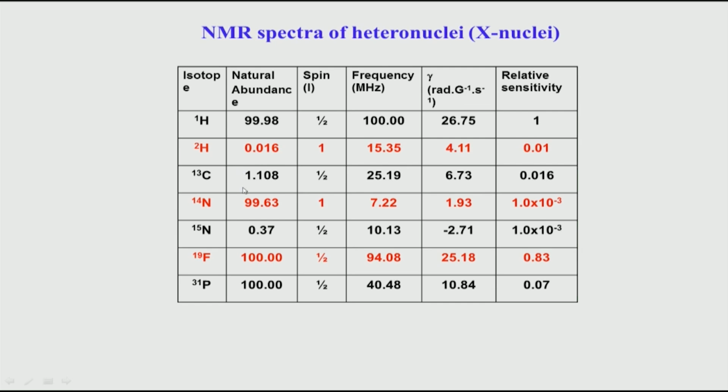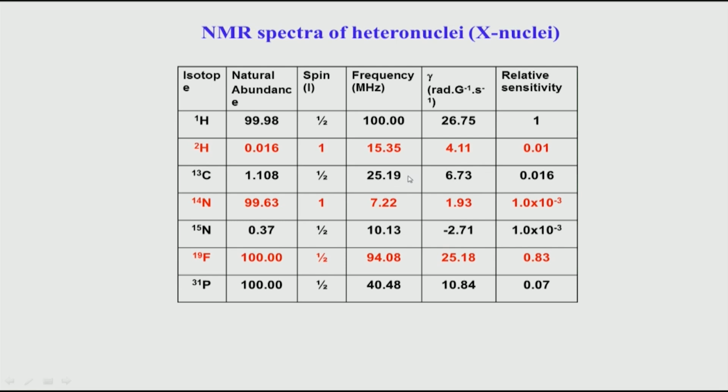Now, let us look at carbon, which is a very popular nucleus in NMR. The natural abundance of carbon 13, as we have seen earlier, is only about 1%. That means 99% of the carbon in any collection of molecules is C12. The gyromagnetic ratio is about 4 times less compared to hydrogen. So, if you multiply these two, we see that it is about 0.16 times that of proton, which is a very low sensitivity.